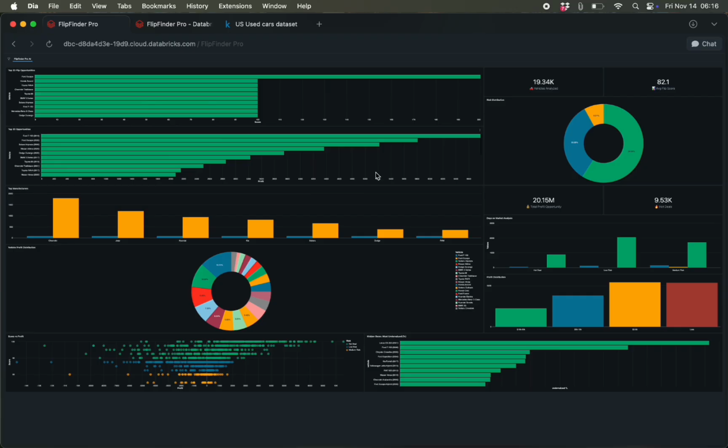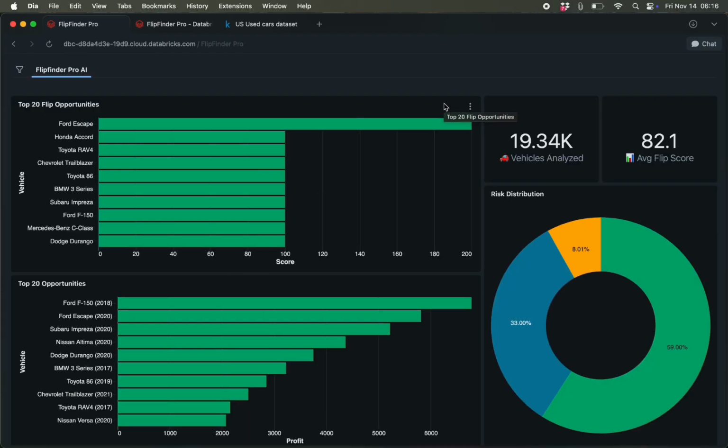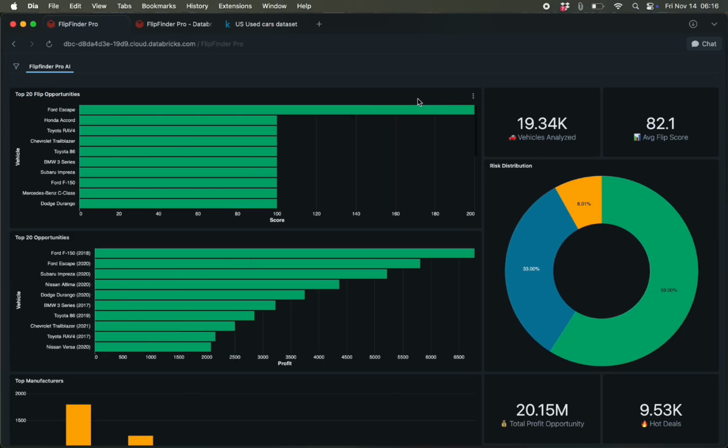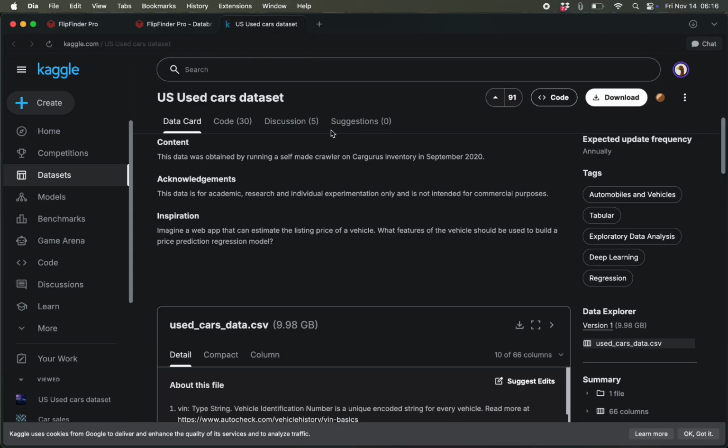Every day car dealers leave millions on the table because they can't analyze market data fast enough. Now, imagine having an AI assistant that analyzes 20,000 cars instantly and tells you exactly which one will generate the highest profit when flipped. To address it, I've built FlipFinder Pro, a system that uses ML to find profitable cars to flip. In the demo, I'll show you how it identifies a $23,000 profit opportunity in under 5 seconds.